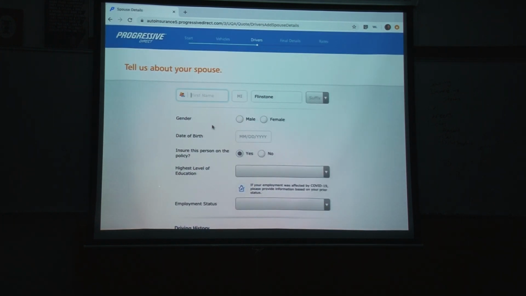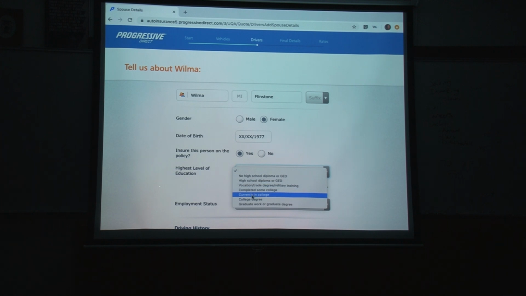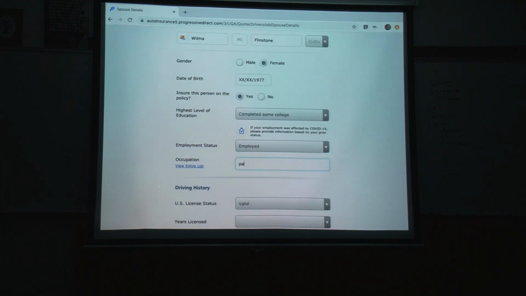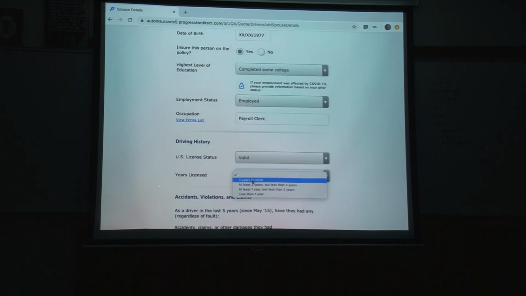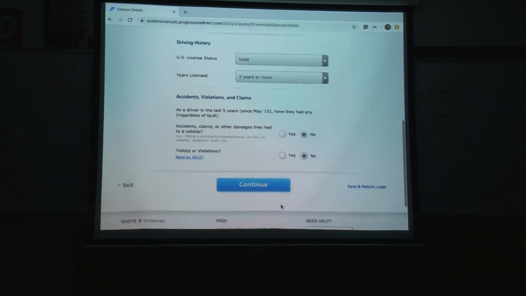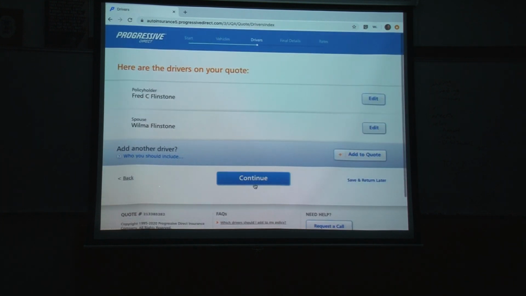Now it's going to ask about a spouse, so let's put Wilma Flintstone in here, and Wilma is, we're going to say, 01/01 of 1977, okay? We're going to say that she completed some college. I'm going to say employed, type of job, a payroll clerk. Okay. Been licensed for 3 years or more. No accidents, no tickets in the last 3 years. All right, so we've got 2 drivers on there now. So 2 vehicles, 2 drivers.